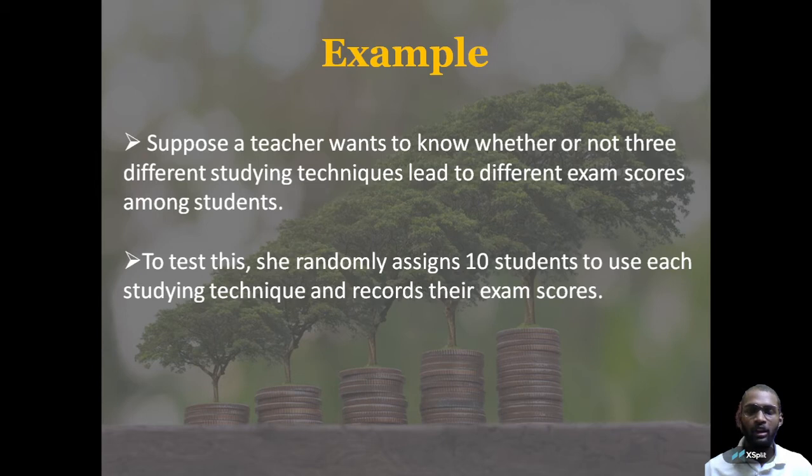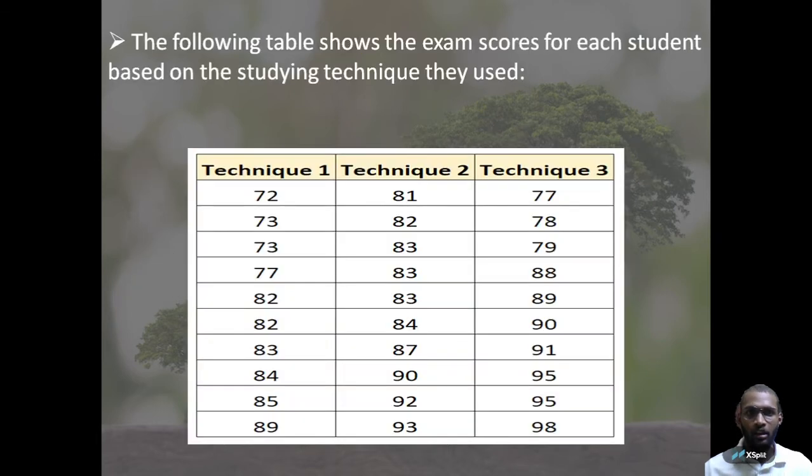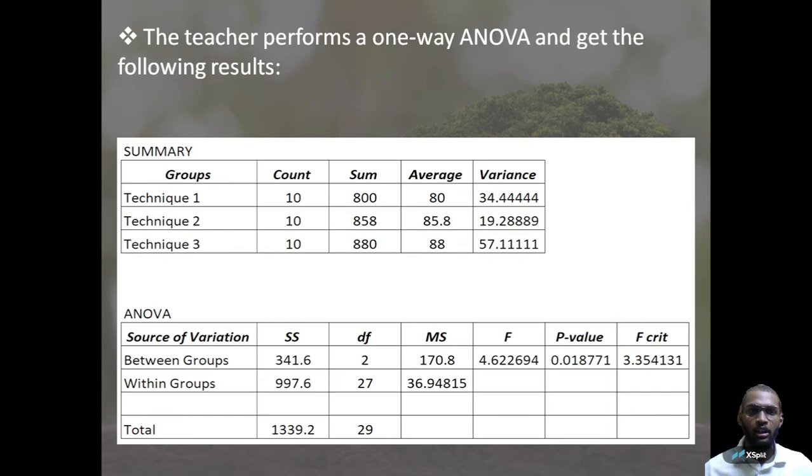Now let's take a live example. Suppose a teacher wants to know whether or not three different studying techniques lead to different exam scores among students. To test this, she randomly assigns 10 students to use each studying technique and records their exam scores. The following table shows the exam scores of each student, in which various three techniques were used. So the teacher performs a one-way ANOVA and gets the following result.